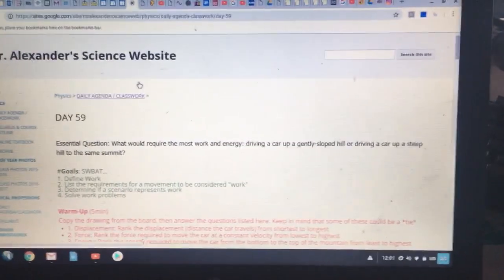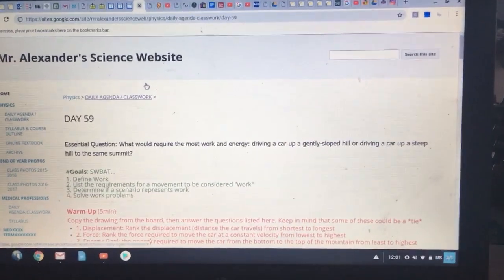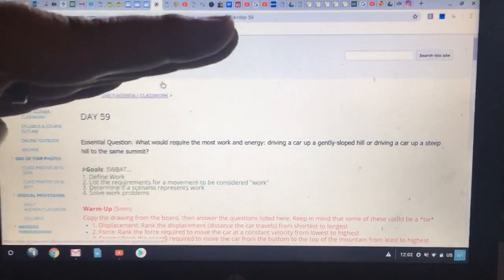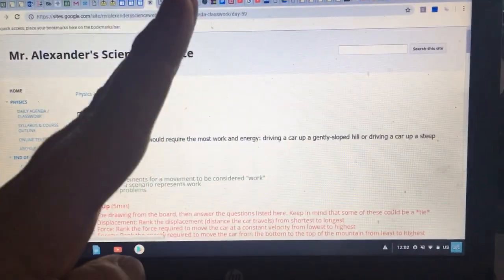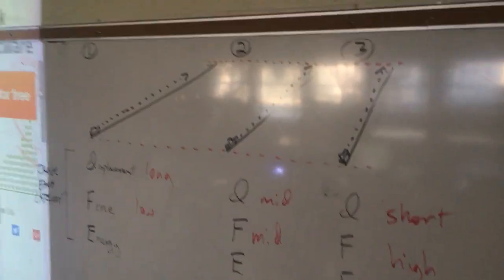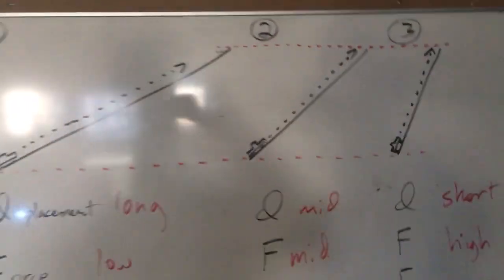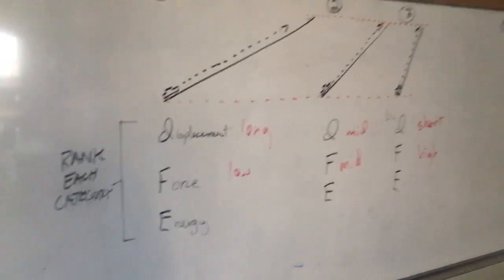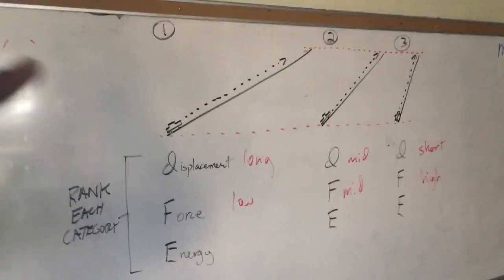So again, the essential question for today: what would require more work and energy, driving a car up a gently sloped hill or up a steeply sloped hill to the same summit, to the same height? That's what we did in the warm-up. If you were absent, this is the picture for the warm-up. Excuse the glare. There we go. So all the stuff in red is what we filled in class, looking at scenarios 1, 2, and 3.